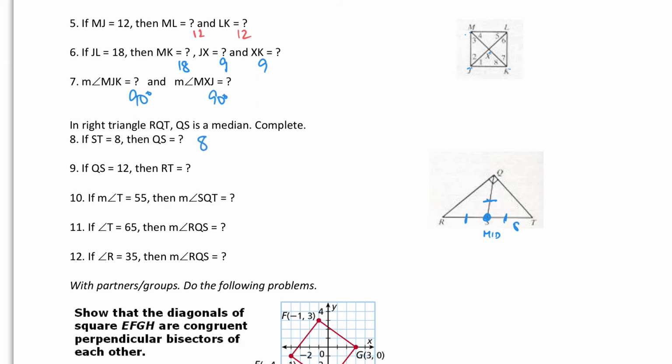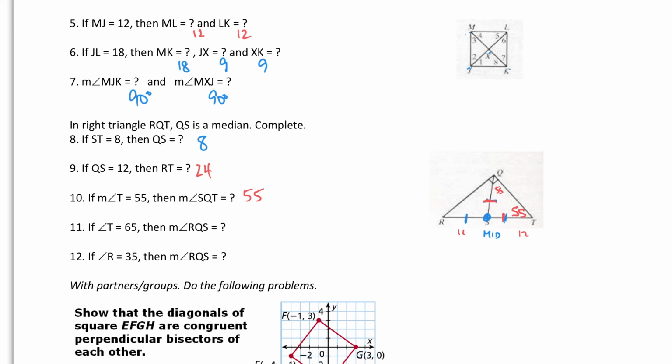If Q to S is 12, then R to T will be 24 because each of these will be 12, and 12, so it'll be 24. If the measure of angle T is 55, then the measure of angle SQT will be, well, since these are congruent, that's the midpoint, that's an isosceles triangle, so that's going to end up being 55 in there as well.